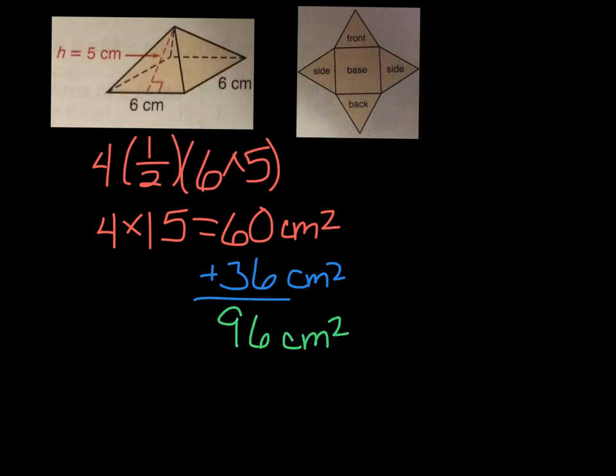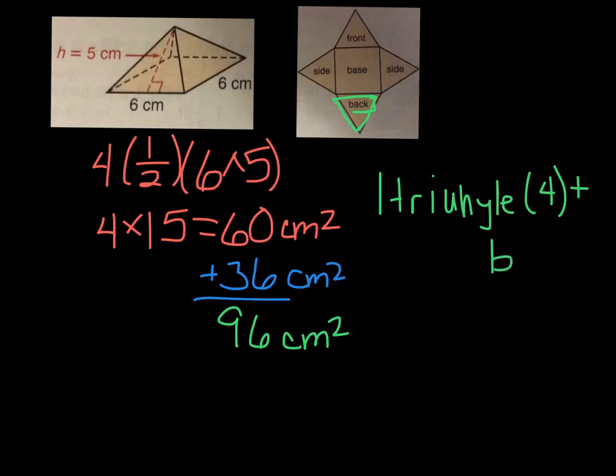So again, for finding the area of a square pyramid, we find the area of one of the sides, or one of the triangles, right here, and we multiply it times 4. So one triangle times 4. Then we add the base. And that gives us the area of a square pyramid.